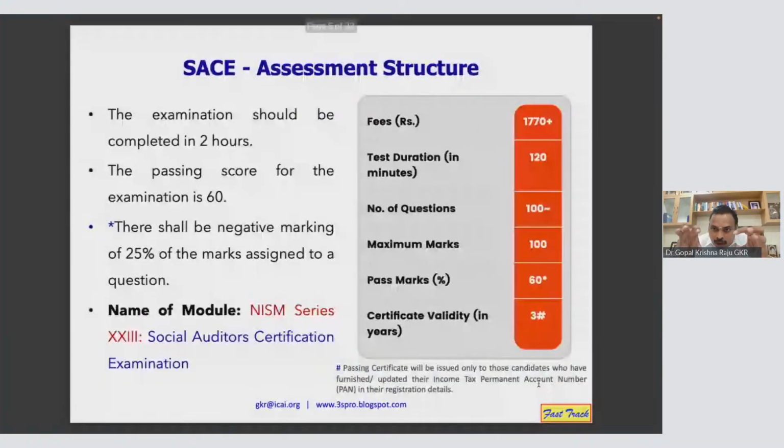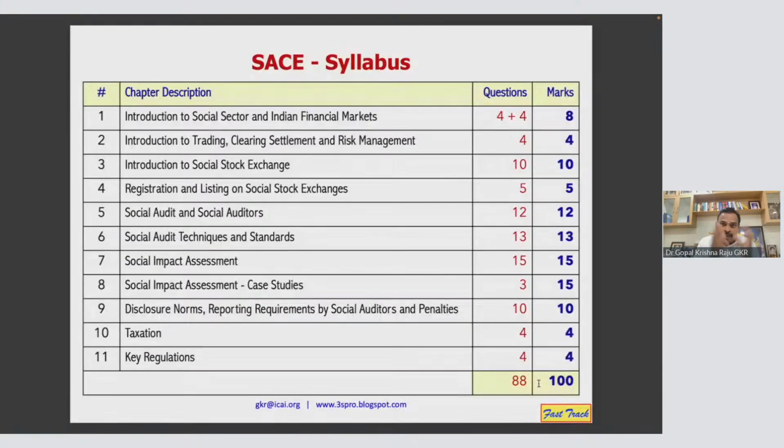Your questions will be from this syllabus. If you look at it, you have 11 chapters. It starts from some introduction about the social sector, then it goes up to regulation and many other aspects. So I'll go one by one. We have this entire week at our disposal.